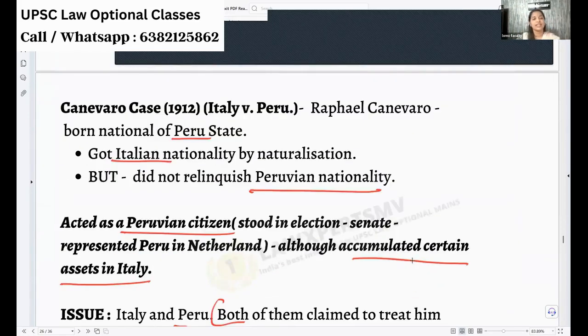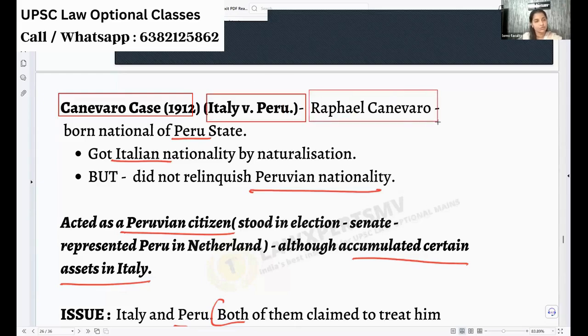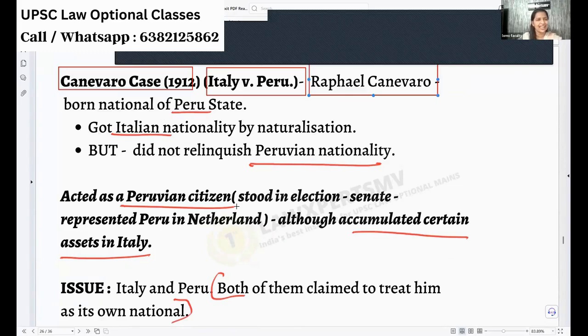Now coming to the next case, this is Rafael Canevaro. Canevaro's case is between Italy and Peru, and Rafael Canevaro is the person involved here. He got both nationalities. He has dual citizenship and dual nationality of Peru and Italy. In Italy, he got it by naturalization, an artificial way of acquiring, but he did not relinquish Peruvian nationality. So he got both nationalities.